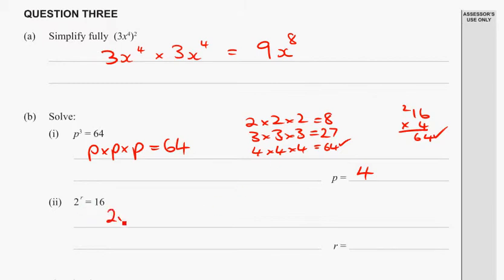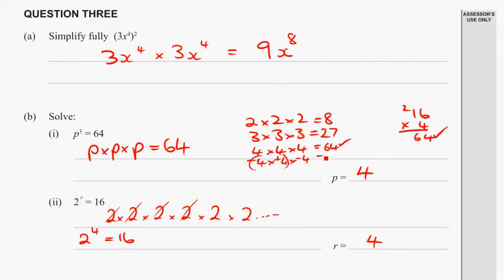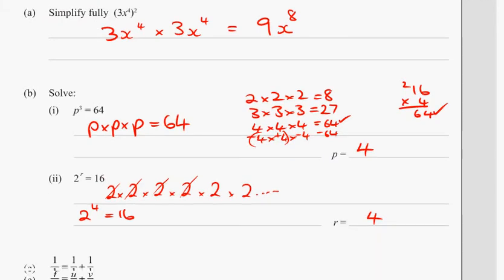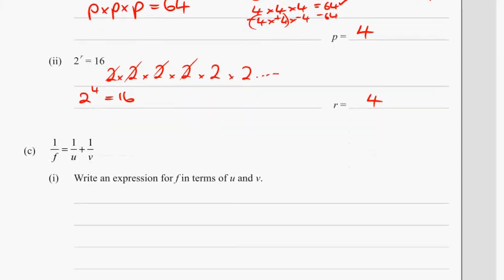2 to the power of r, so we want a whole lot of 2's. See how many we need to multiply to get to 16. 2 times 2 is 4, times 2 is 8, times 2 is 16, so we needed 4 of them. In other words, 2 to the power of 4 is 16. Now just checking negatives. We can't have negative 4 up here, because that would give me negative 64. When you're working with powers, it pays to check the negatives as well.